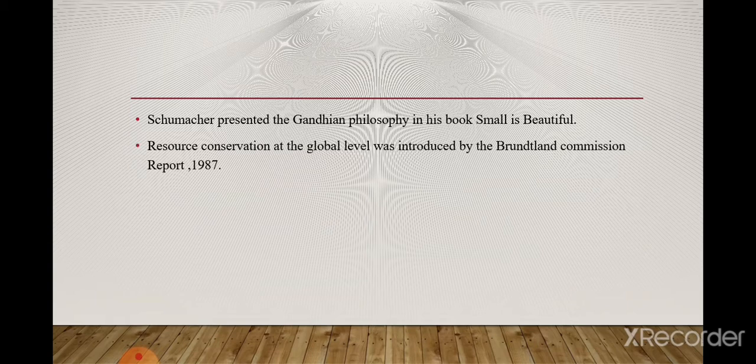Resource conservation at the global level was introduced by the Brundtland Commission report in 1987. This report introduced the concept of sustainable development and advocated the means for resource conservation. It published a book titled Our Common Future. Another significant contribution was made at the Earth Summit at Rio de Janeiro, Brazil in 1992. This is all we discussed in connection with the conservation of resources.